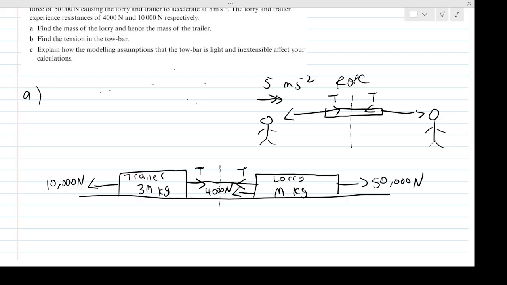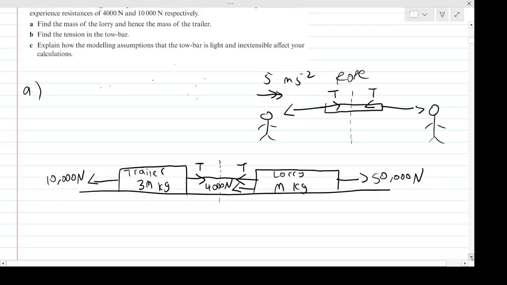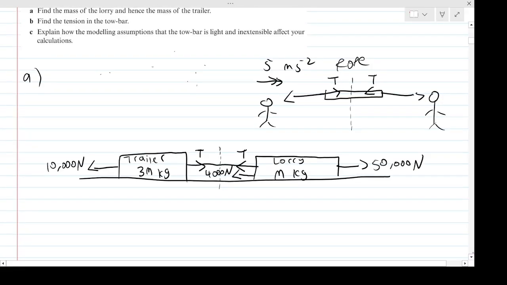Now, to find the mass, we've established there's tension either side of the rope, the side by the trailer and the side by the lorry. Hopefully you're comfortable with why the tension is to the right by the trailer and to the left by the lorry, because it's opposing the stretching. What we can do, as I alluded to, is consider that because the lorry and the trailer are connected together, they can be considered as one object.